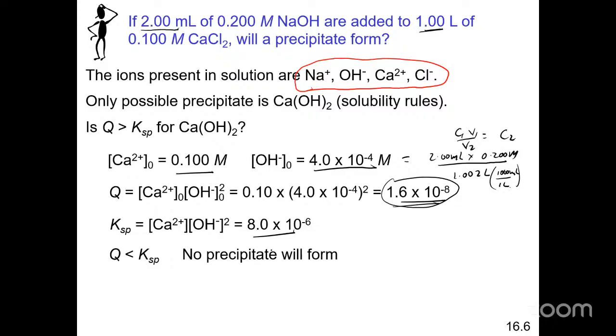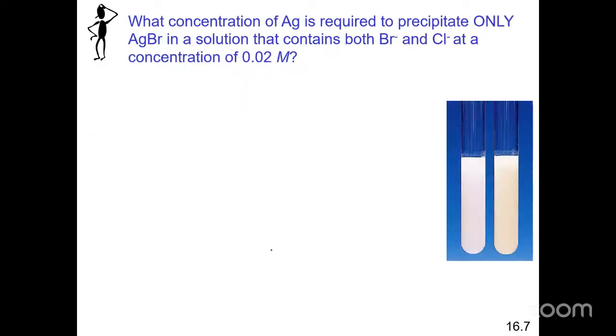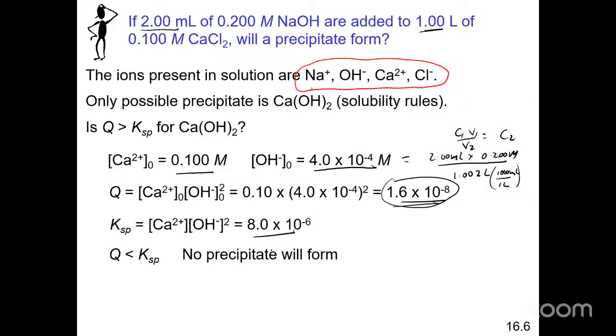But first, you have to figure out what the concentrations are upon mixing and then determine, based on that, the QSP value, and then you compare the QSP value to the KSP value. If the QSP is less than the KSP, then no precipitate would form. If the QSP is greater than the KSP, then you'll have the formation of a precipitate, all right? Okay, any questions about this? All right.